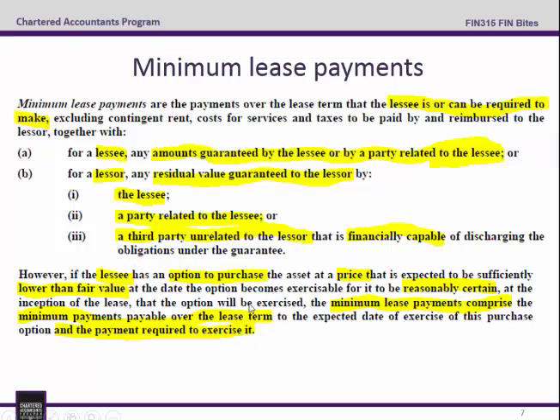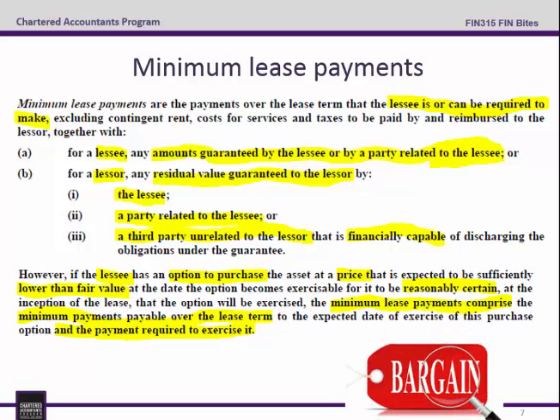And then this last chunk of the definition says, however, if the lessee has an option to purchase the asset at a price that is expected to be sufficiently lower than the fair value at the date the option becomes exercisable, for it to be reasonably certain at the beginning of the lease that you'd actually exercise that option, then the minimum lease payments will comprise the amounts you pay over the lease term to the expected date of the exercise of this purchase option and the payment required to exercise it.